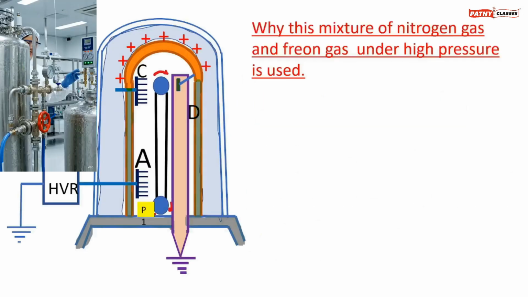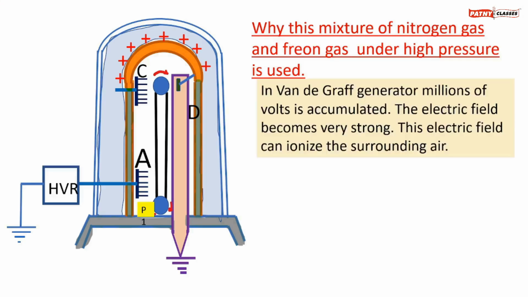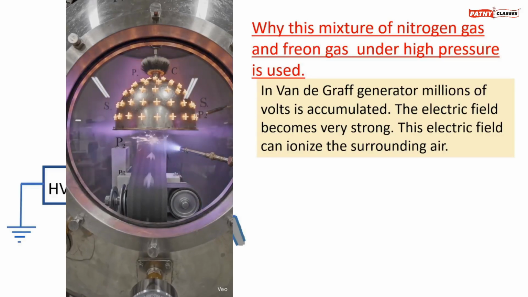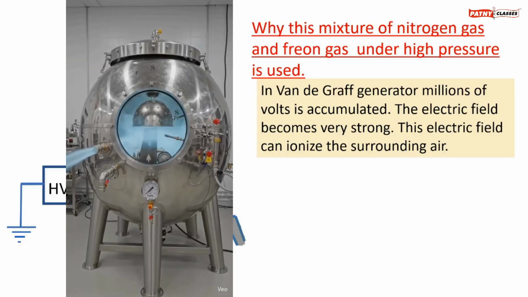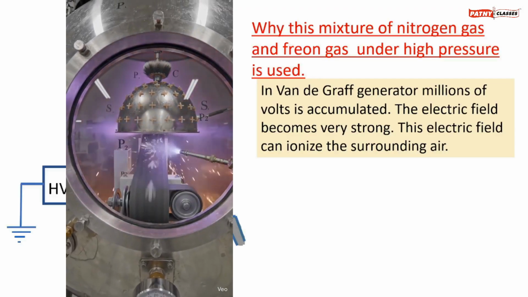Now the big question: why are we using a mixture of nitrogen gas and freon gas under high pressure? The first reason is that in the Van de Graaff generator a large amount of charge is accumulated on the surface of the dome, and a very strong electric field is produced, and this strong electric field can ionize the surrounding air. To avoid that, we fill the space between the steel vessel and the Van de Graaff with a mixture of nitrogen gas and freon gas. This is the first reason.